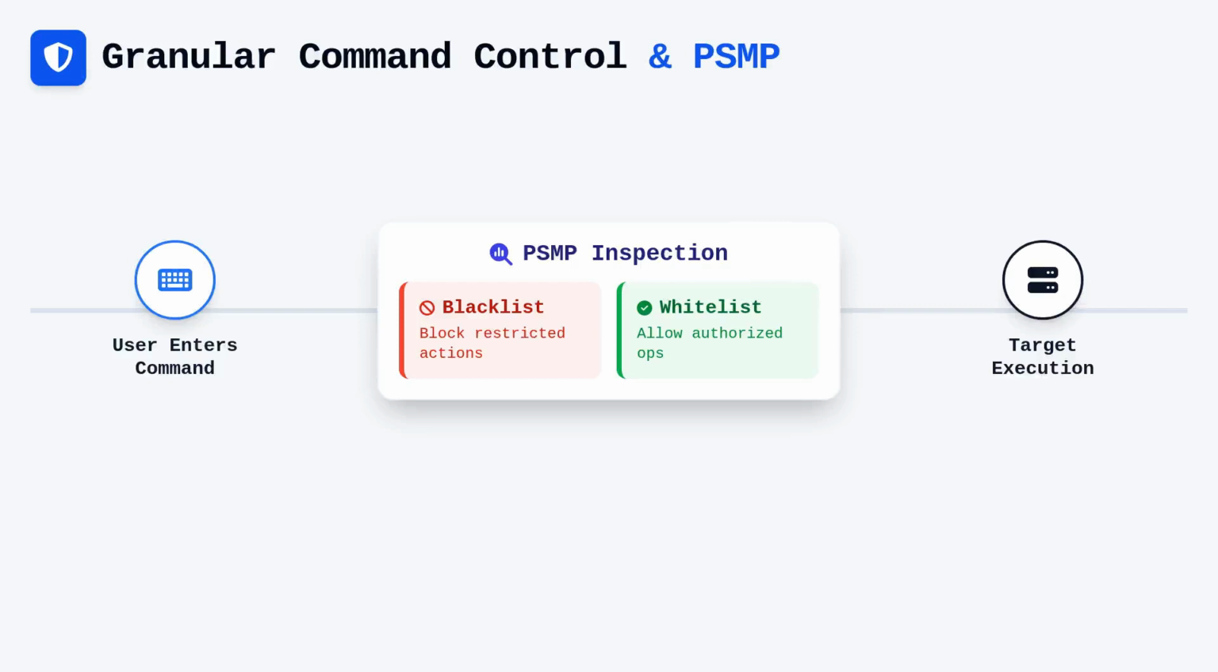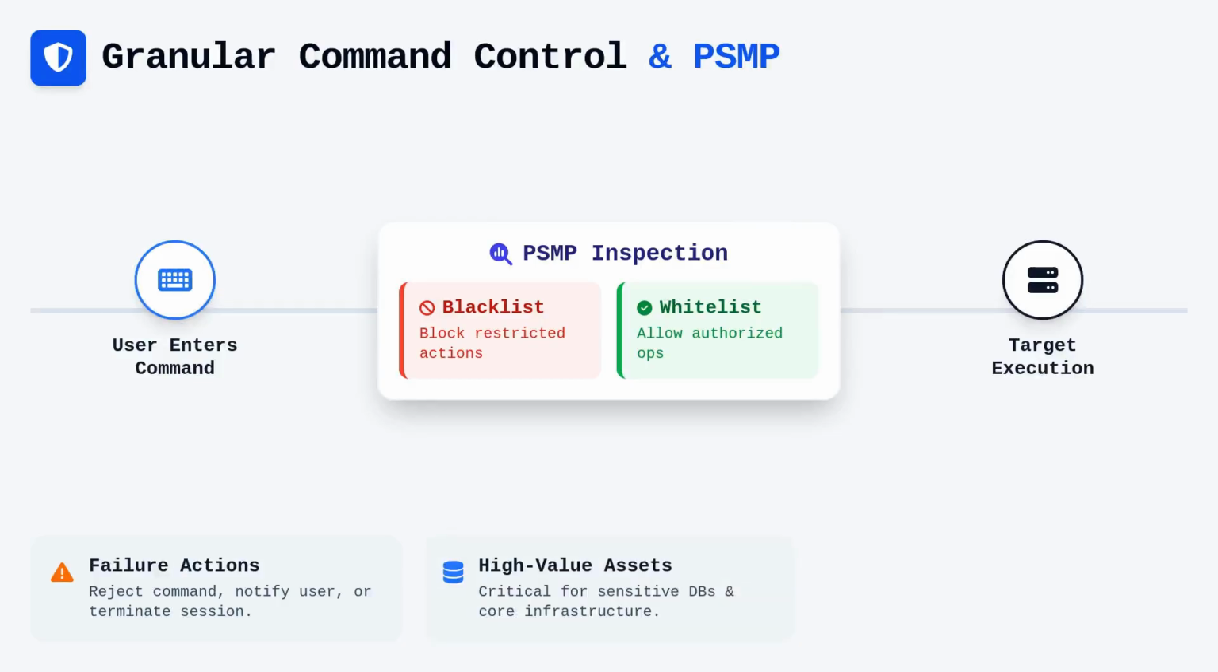If a match is found on a blacklist, the proxy can reject the command, provide a notification to the user, or terminate the session entirely. This capability is critical for auditing and risk mitigation, especially when dealing with high-value infrastructure or sensitive databases. It provides an essential layer of preventative security that traditional SSH implementations simply do not offer.